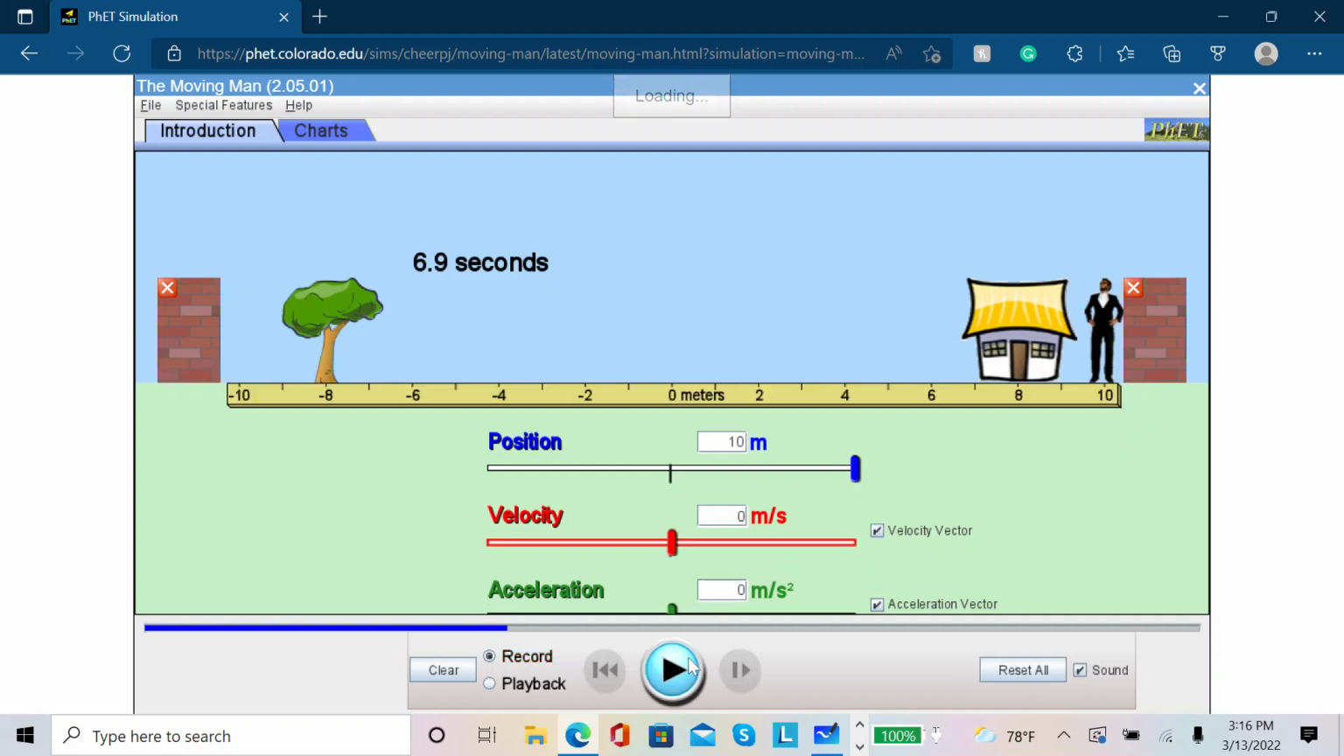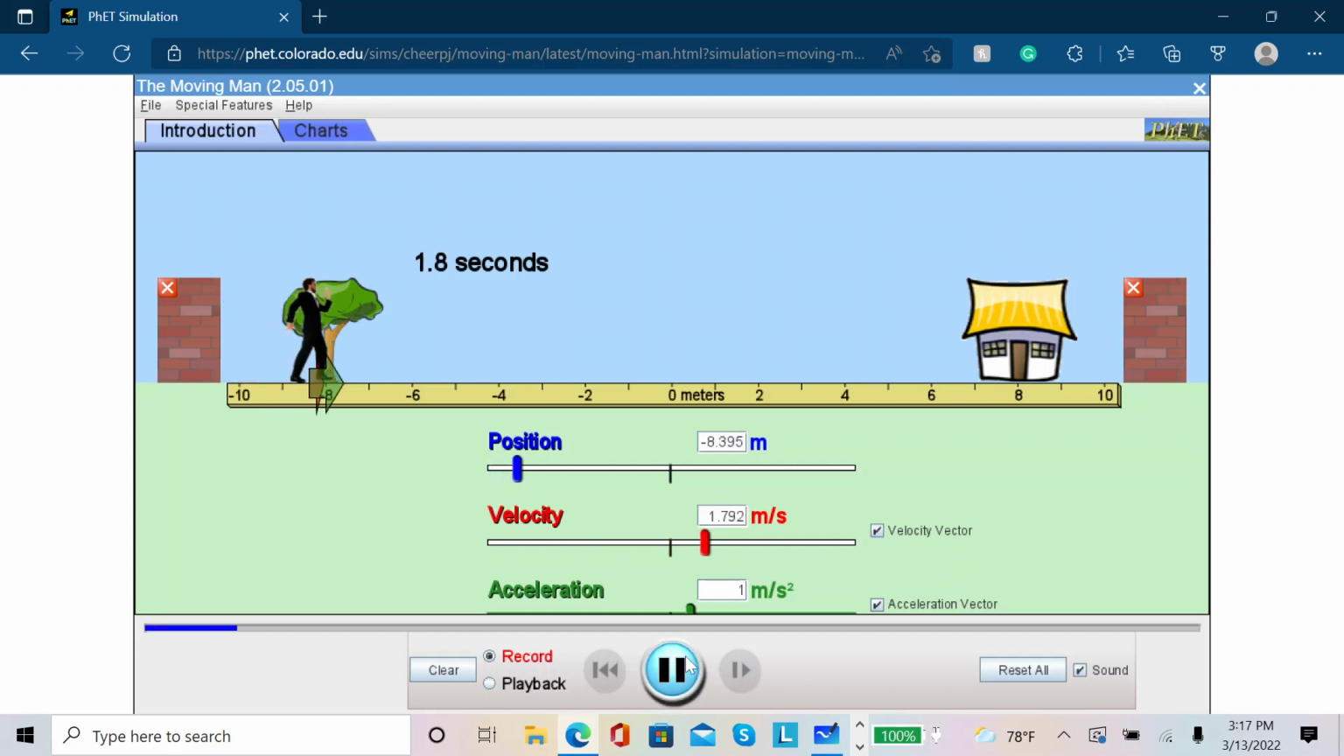Now, what happened there? You can see that as the moving man progressed along this position line, as time progressed, he got faster, right? Let's watch it again. Again, starting at -10. Let's make our acceleration 1. And the link to this simulation will also be in the description of this video if you guys want to play around with it on your own time.